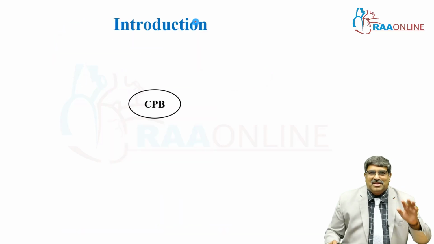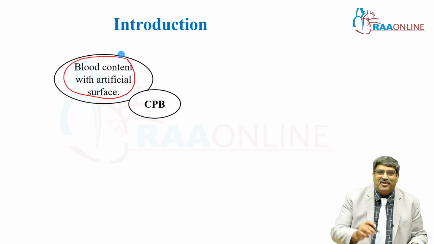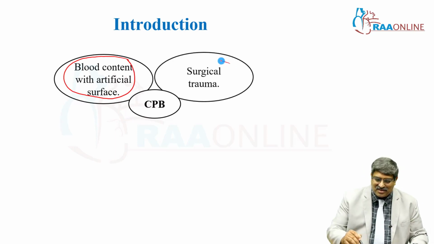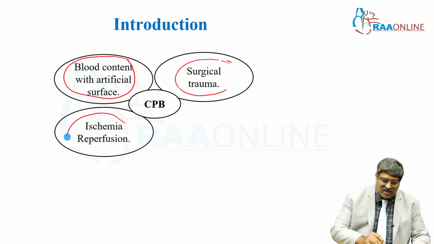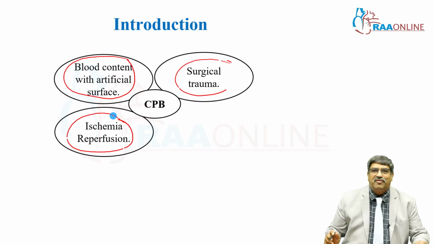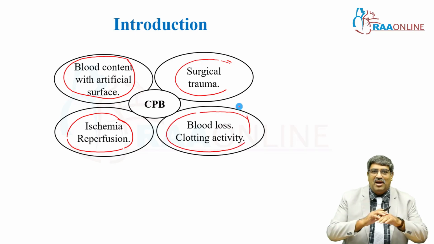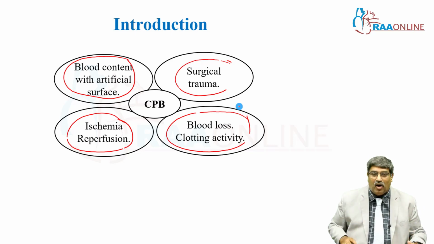When you put the patient on cardiopulmonary bypass, there is blood contact with an artificial surface. There is going to be surgical trauma. You are going to do cardiac surgery, and once you rewarm and come off, there is going to be reperfusion. So ischemia reperfusion injury can happen, and you have to anticoagulate the patient to go on an artificial surface. So there will be blood loss and coagulation activity will be altered.